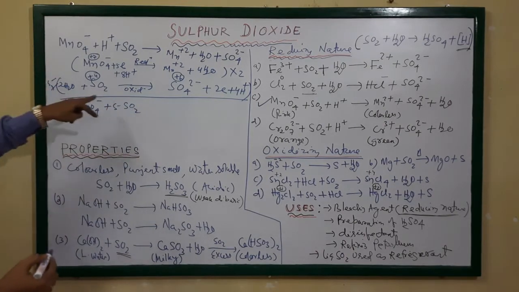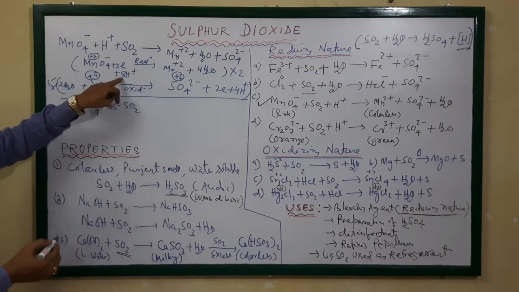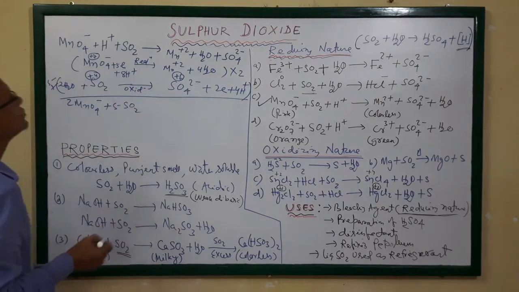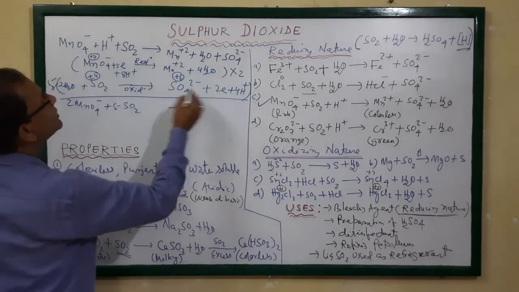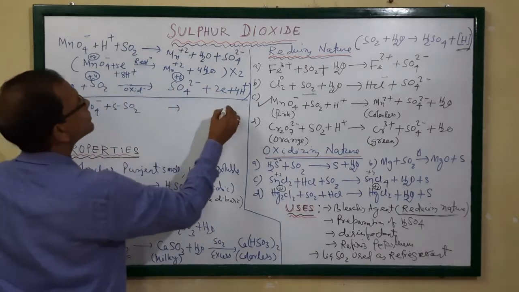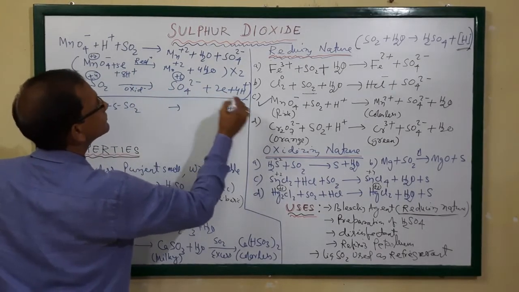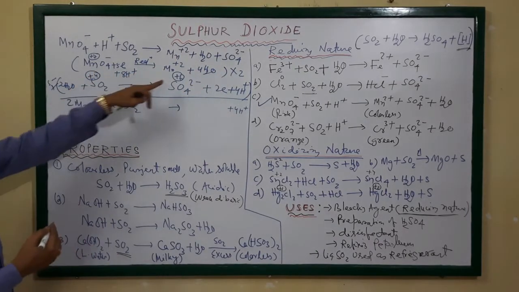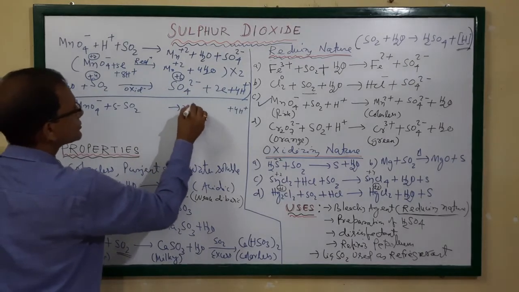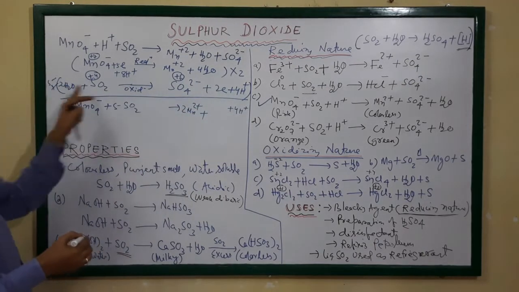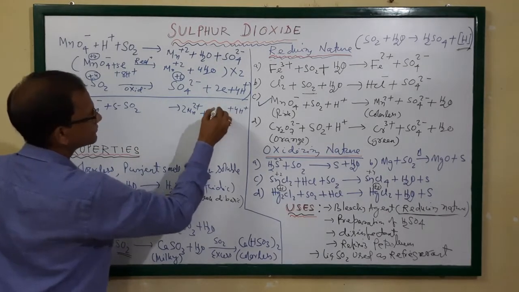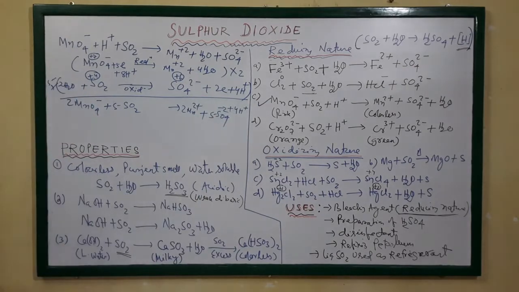Then how many H plus? Just see. Here H plus is 16, 2 into 8, 16. But on the right side, how much? 20. So the right side will have 4H plus more. Then Mn2 plus is multiplied by 2, so 2Mn2 plus, and sulfate is multiplied by 5, so 5 sulfate ion. Now you see, the charge is balanced.